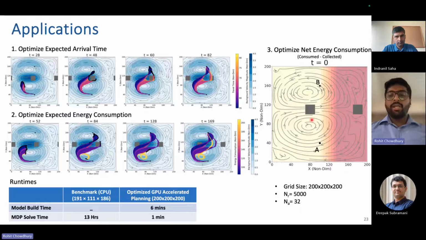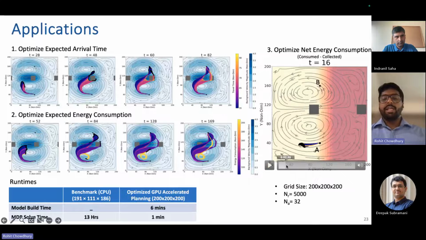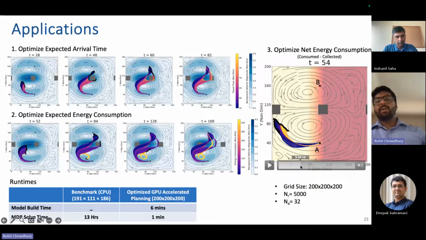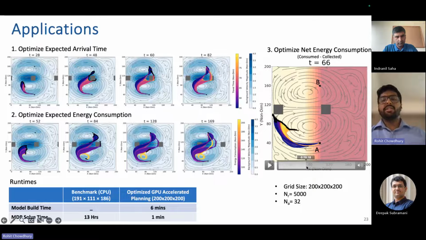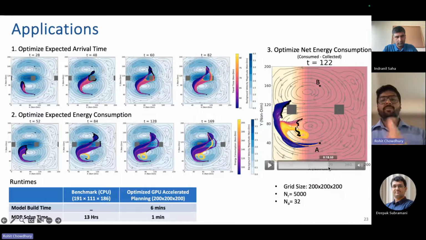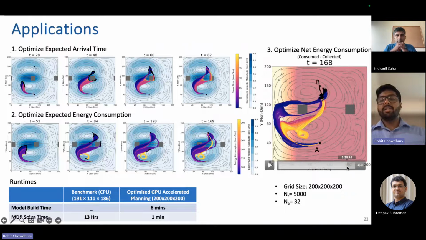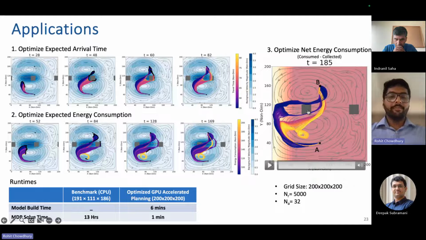And finally, perhaps a more interesting case is when we try to optimize the net energy consumption. So the agent in this case first moves towards the left, tries to remain in this sunny region for as much as possible. And once it's no longer feasible to do so because the cloud covers are coming towards the left, it will quickly move towards the target location while avoiding the obstacles at hand.